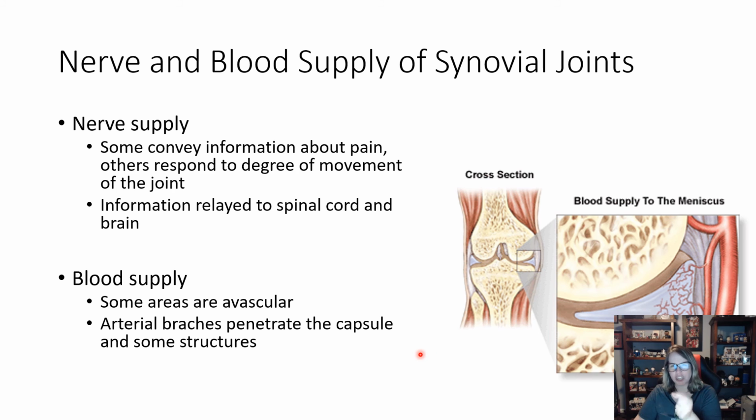So as we apply tension to the joint through our muscles, we have nerves that will send that information to the brain, letting us once again know how bent or how straight we are. We can utilize those muscles that are associated with that joint for things like reflexes as well. And we'll talk a little bit more about that area of sensation at the end of the semester.